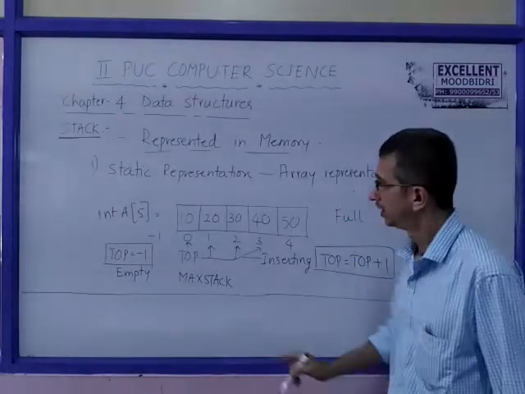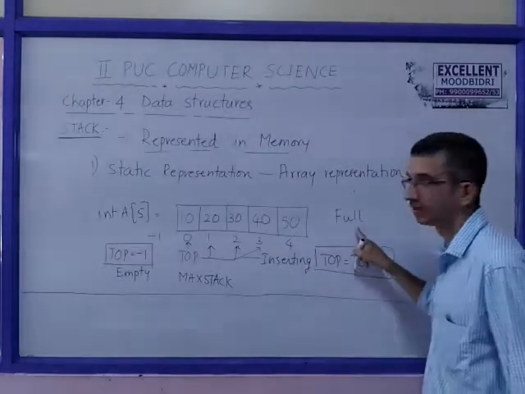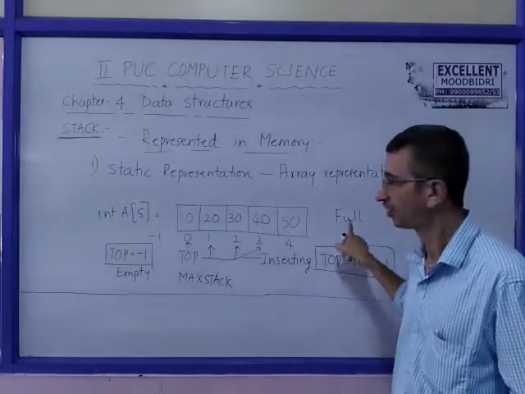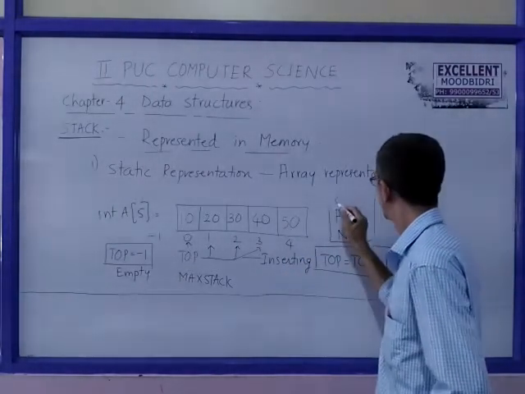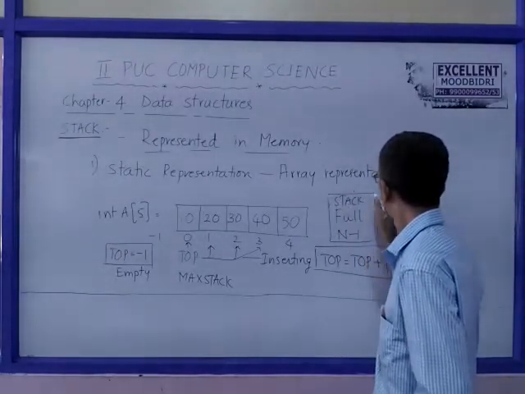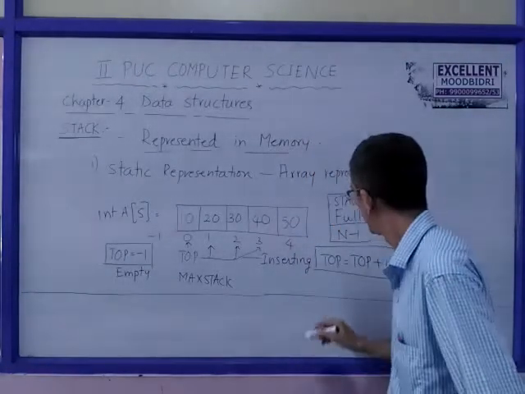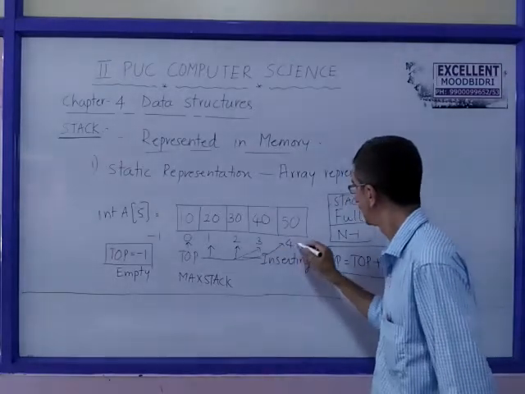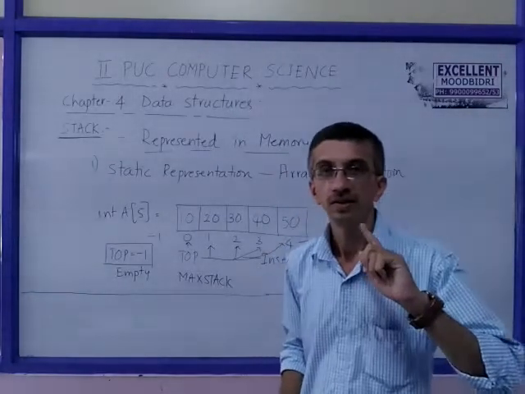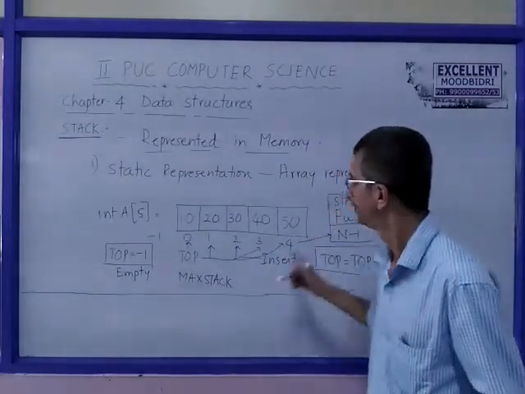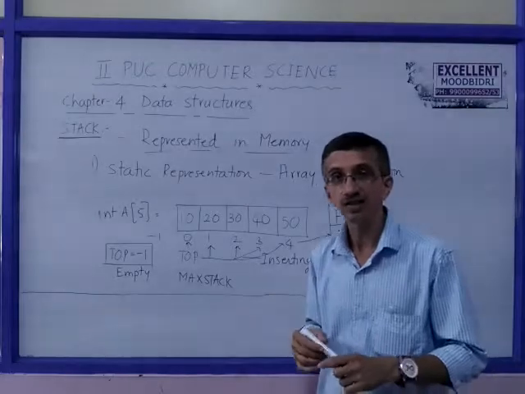When you have the empty stack, top is minus 1. When the stack is full, how much is top? Top is n minus 1, correct? So the stack full status is indicated using top is equal to n minus 1. So top becomes the last index n minus 1. Then we say the stack is full. I hope you have understood this concept. So now insertion is over.